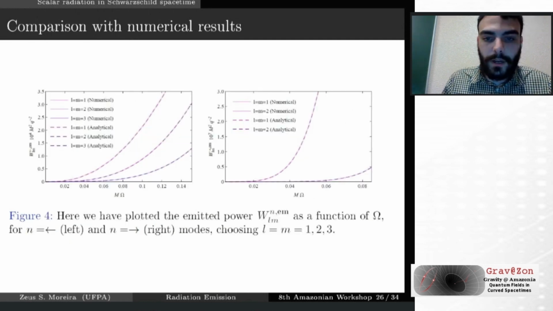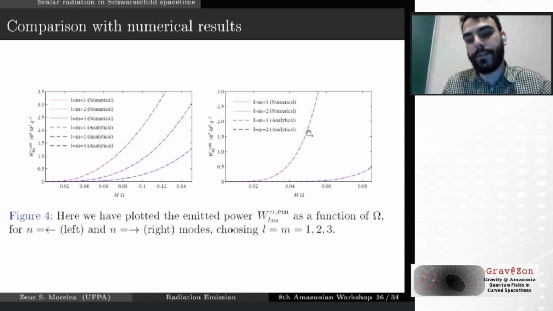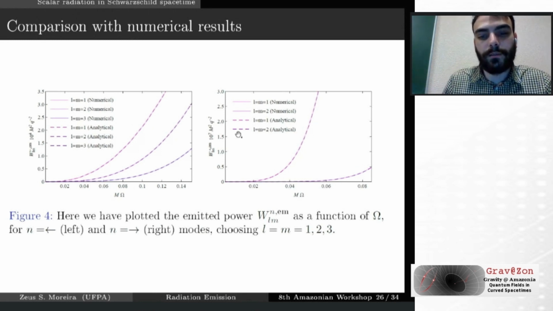And here we plot the emitted power as a function of the particle angular velocity. Again, we consider numerical solutions and analytical solutions. And once more, the left panel is related with modes that came from infinity, and on the right, modes that came from the horizon. And once more, the numerical and analytical solutions are in very good agreement as well.